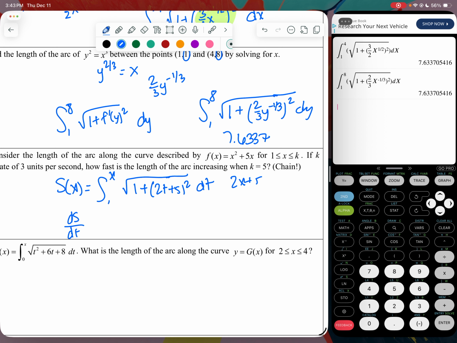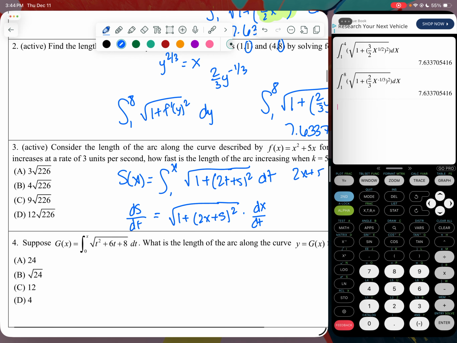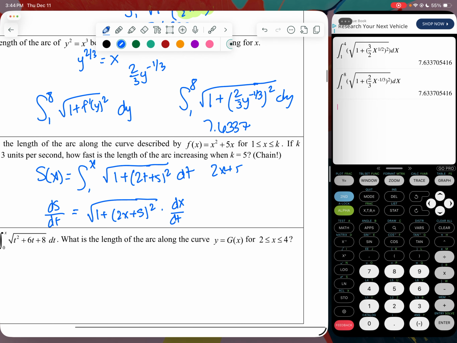ds dt is equal to the square root of 1 plus 2x plus 5 squared times dk dt, or dx dt in this case, because I have x here. Oh wait, it should be k. Oops. So let me put that as k.